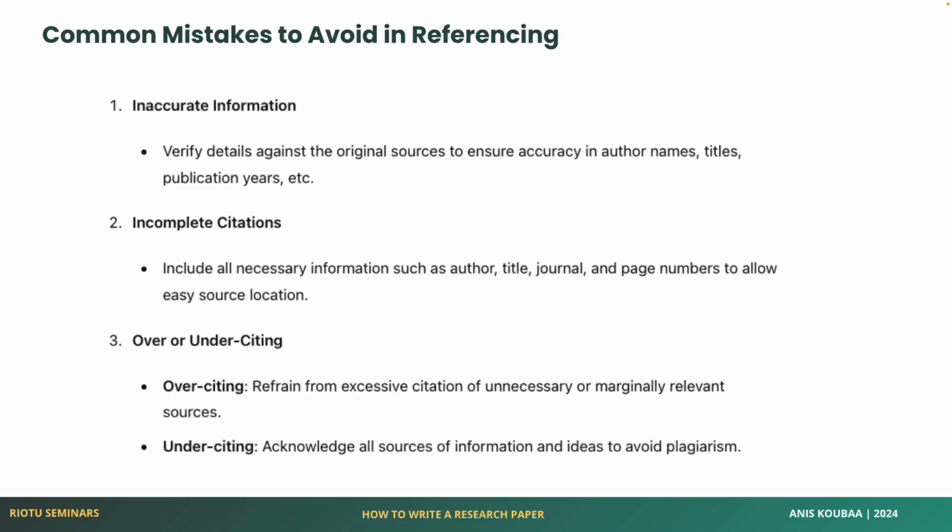In review papers you can have up to 100 citations, 200 citations. It's common in reviews to have 200 citations. That's very common in review papers. Refrain from excessive citation of unnecessary and marginally relevant sources. So the relevance, this is something very important. Everything that you cite must be pretty much related to your work. Don't just put citations randomly. And under citing, acknowledge all sources of information and ideas to avoid plagiarism.